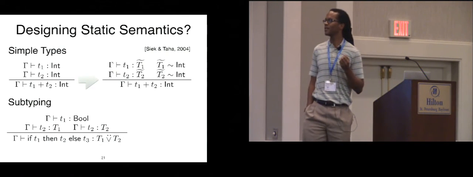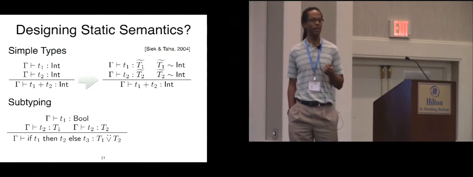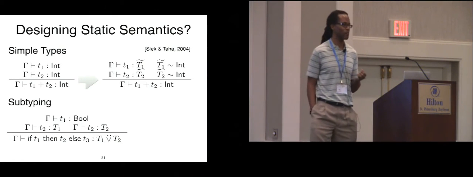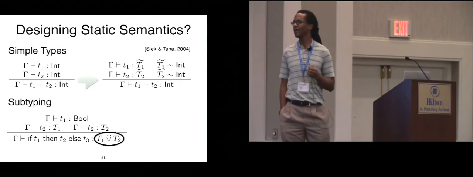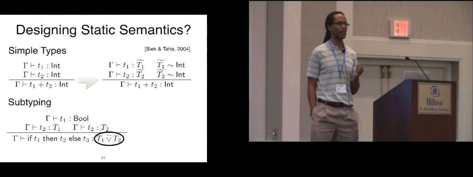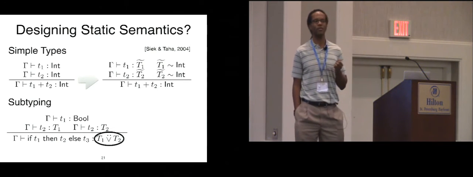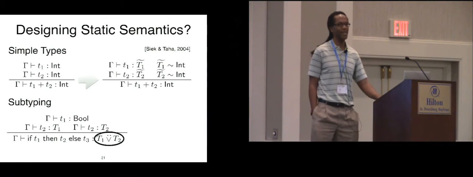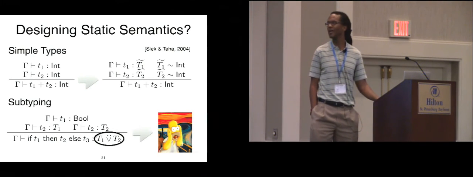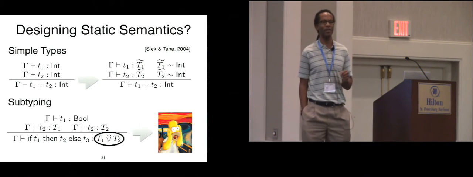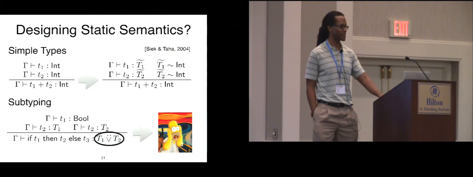So if we consider a language with a conditional expression in the context of subtyping, the result type of the conditional expression is typically the join, the least upper bound of the subtyping type hierarchy. So this question arises: what should the corresponding thing be in a gradual type system? If you try a brute force approach to answering this question, you'll find yourself eventually running away screaming. And I speak from experience on this one.